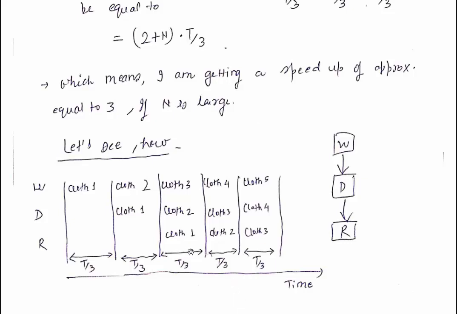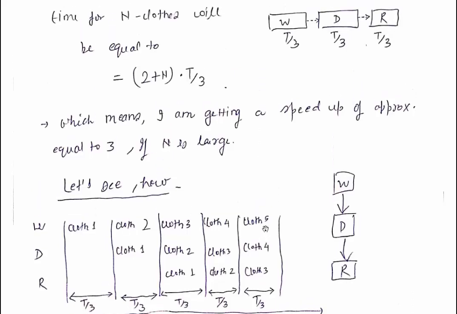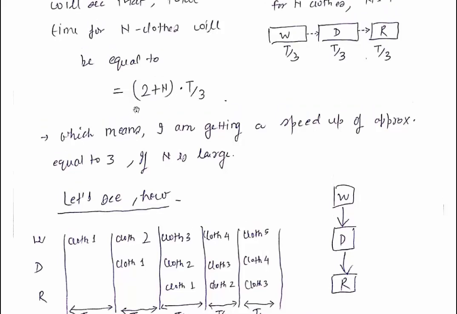Okay, and after time t plus t by 3, we will be getting cloth 2 ready. What I mean to say here is, after time t, you will be getting one cloth, then another cloth, one cloth, one cloth. After each time period, that is t by 3, you will be getting one cloth completed. So your total execution time for n cloths would be 2 plus n multiplied by t by 3. Why have we performed 2 plus n?